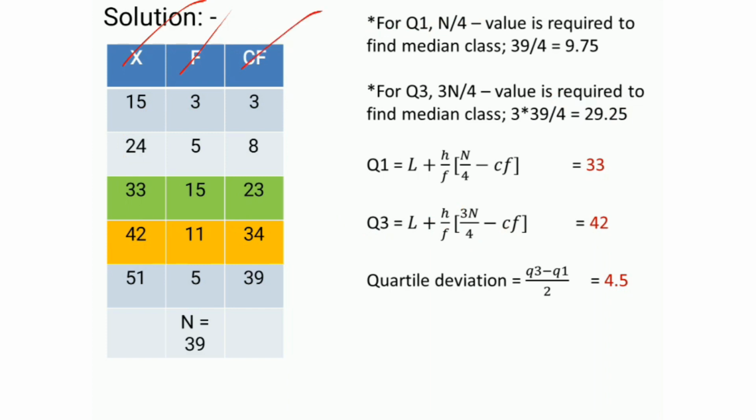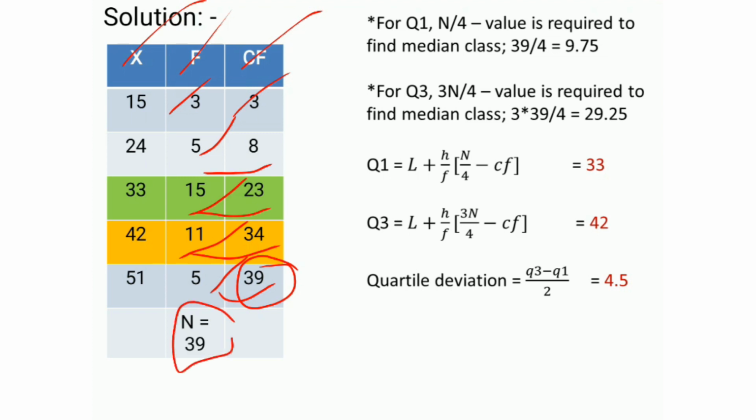So get the cumulative frequency. How to get the cumulative frequency: the first value of frequency is 3, the same you retain in the cumulative frequency. 3 plus 5 is 8. 8 plus 15 is 23. 23 plus 11 is 34. 34 plus 5 is 39. So I always tell the students, 39, the last value of the less than cumulative frequency should be equal to n. So why do we need to do cumulative frequency?